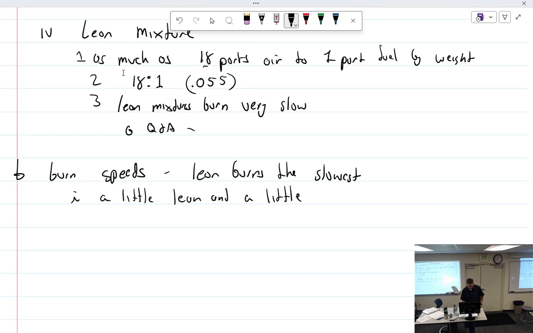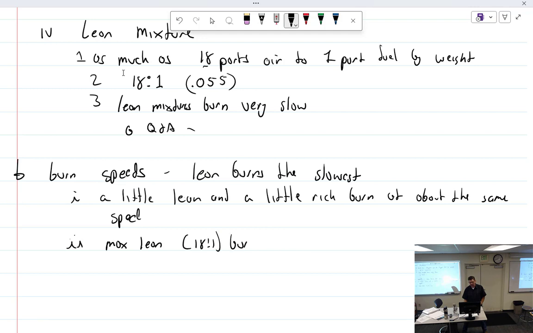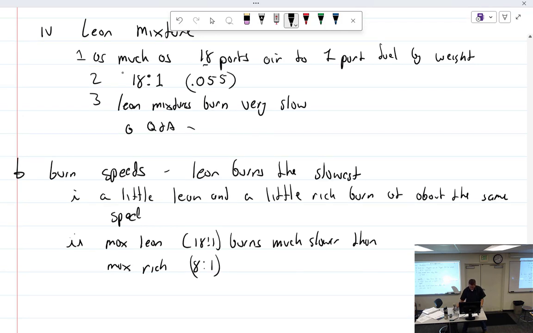So a little lean and a little rich burn at about the same speed. So how do you know where you're at? Doesn't matter. Oh, I'll show you how you know. But max lean, which is what ratio? 18 to 1, burns much slower than max rich, which is what? 8 to 1. All right.